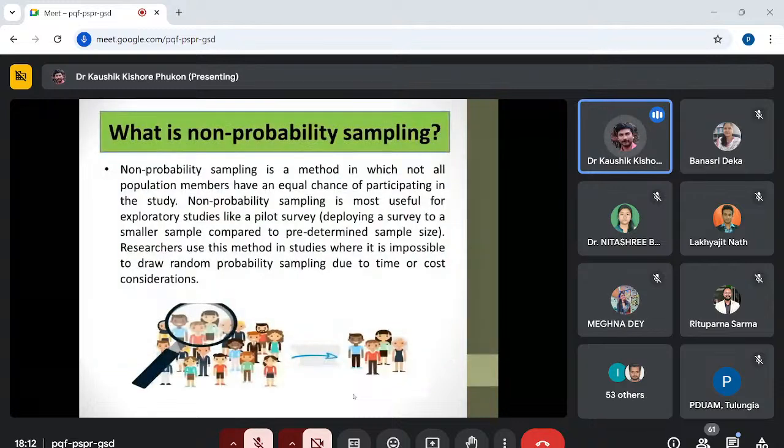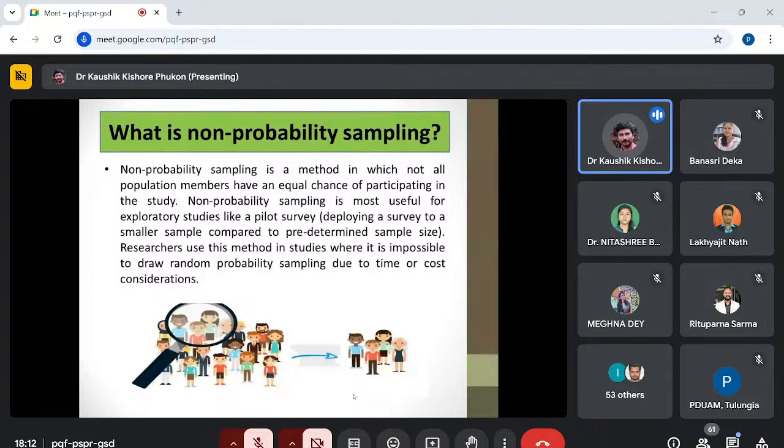So what is non-probability sampling? In case of non-probability sampling, it is up to the researcher what kind of sampling elements he wants to study and how he will include the elements in the sample. So non-probability sampling is a method in which not all population members have an equal chance of participating in the study. Non-probability sampling is most useful for exploratory studies. Researchers use this method in studies where it is impossible to draw a random probability sample due to time or cost considerations. So it's a very simple thing, non-probability sampling.